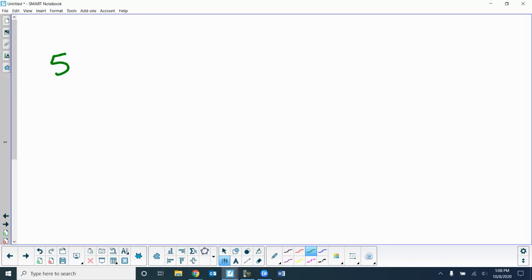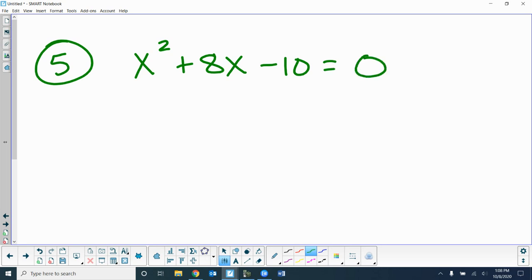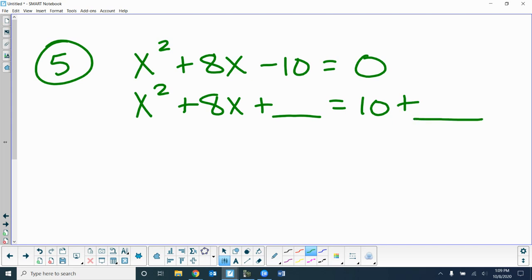Complete the square method. Brendan, what are you going to do first? I'm first going to make sure that a is 1, and then I'm going to move the 10 over. How did you move it over? Added it on both sides. Good. What do you put in the blank, Brendan? b over 2 squared, and for that I got 16. Good. Half of 8 is 4, and 4 squared is 16. Any questions so far?